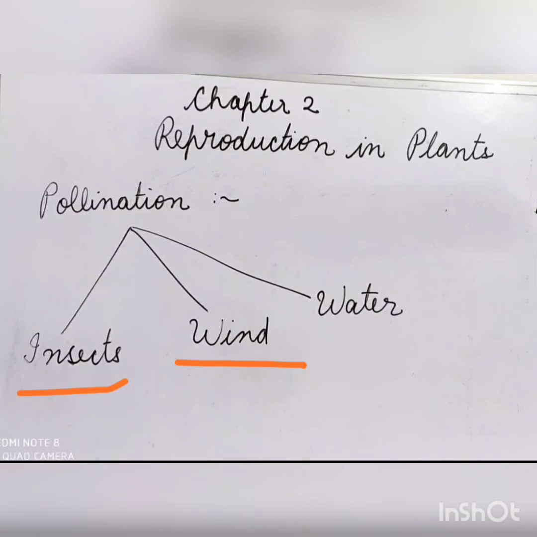Pollination by means of water. In the aquatic plants, the male flowers are completely submerged in water. On maturity, they get detached and float on the surface of water. When they come in contact with the female flower, the pollen grains fall on the stigma, thus leading to pollination.